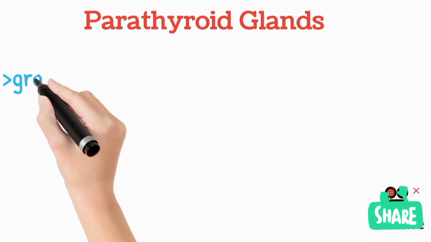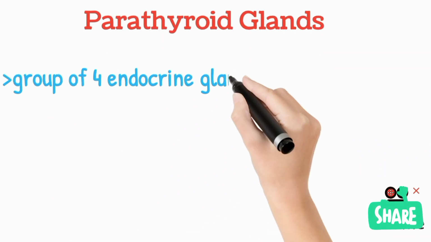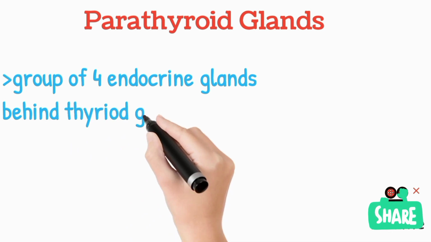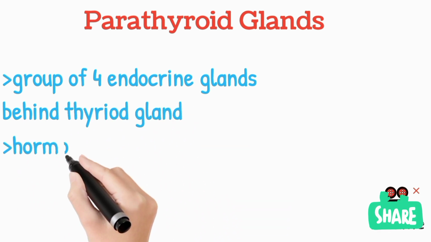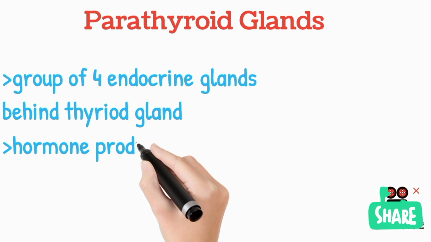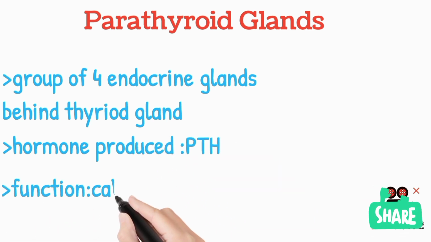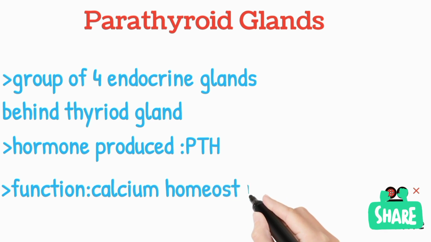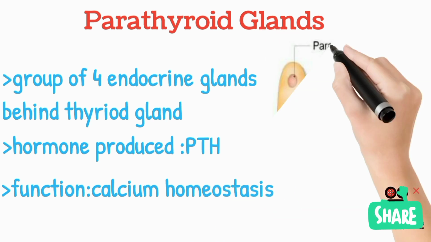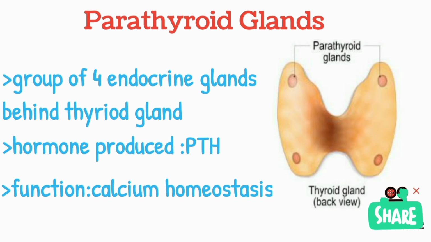Parathyroid gland. It's a group of 4 endocrine glands which is situated just behind the thyroid gland. An important hormone produced by parathyroid gland is parathyroid hormone, and its main function is calcium homeostasis.